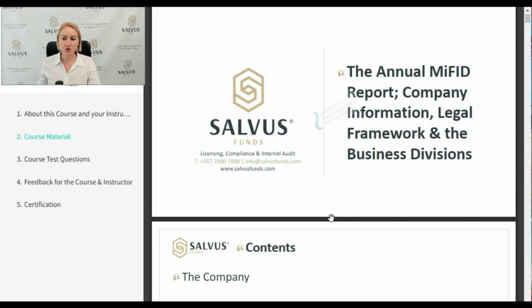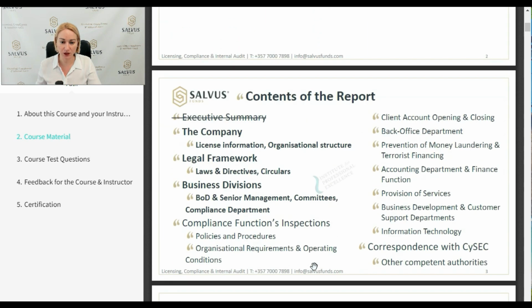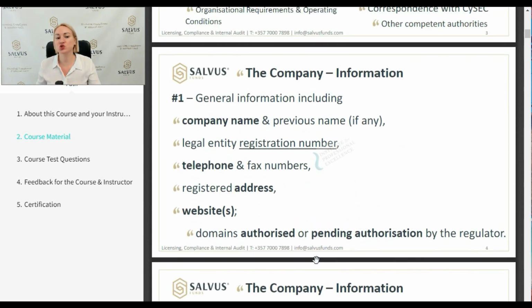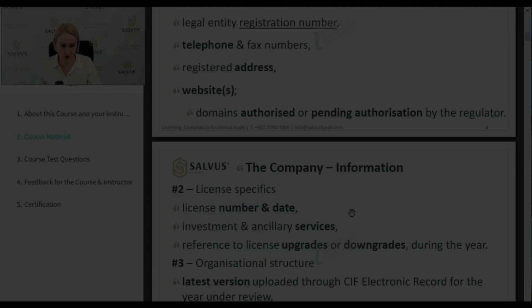Within this section of our course, we are discussing the annual MiFID report, which follows the executive summary. Here we are discussing the company information, the legal framework, and the relevant business decisions. So, the company information includes general information, including its name, the registration number of the entity, contact information, the website, which is an authorized and approved domain by the regulator.